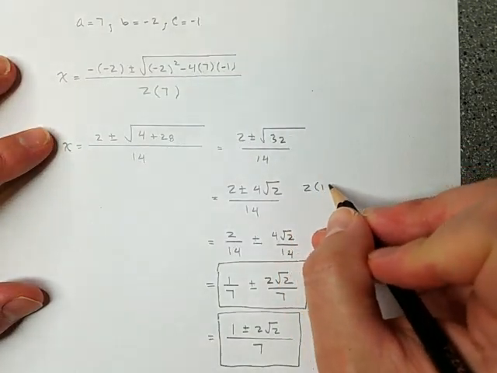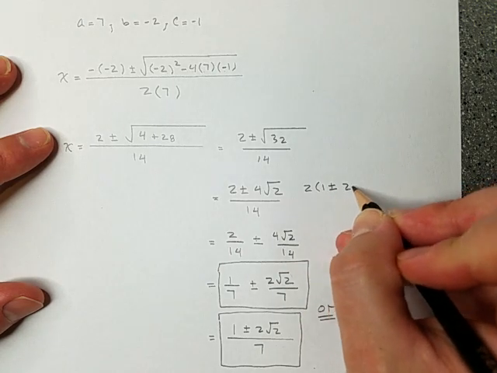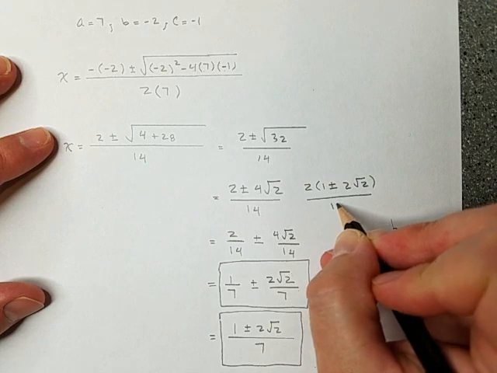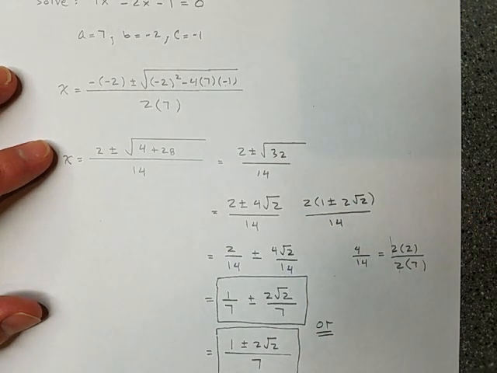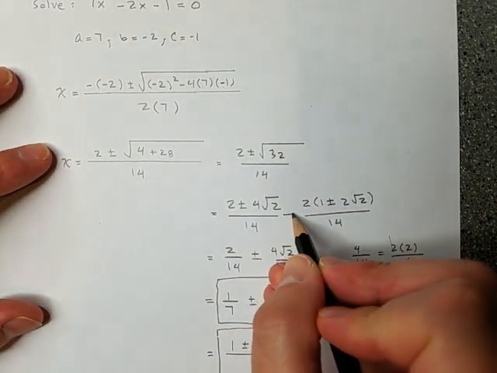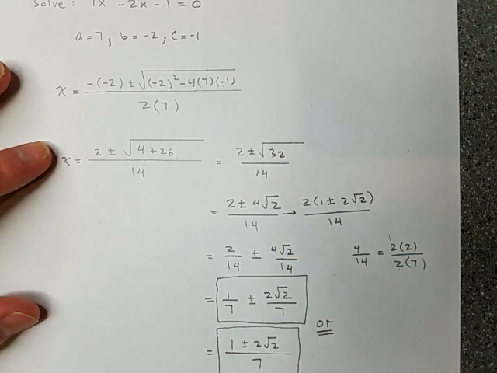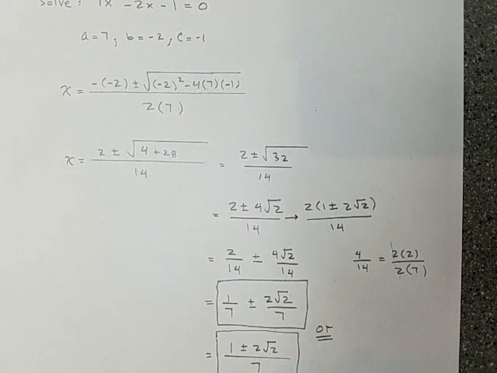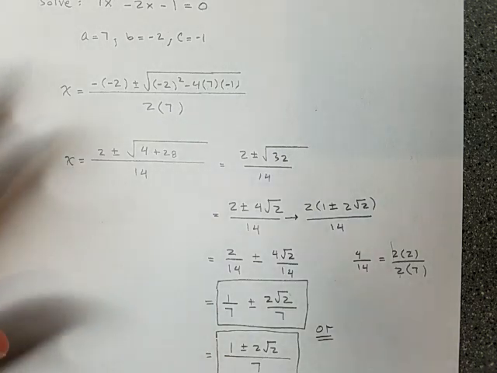So 2, 1 plus or minus 2 root 2 over 14. Okay? So I could have seen it like that. But again, with caution, I'm telling you this. I'm not trying to tell you too many different things, all right?